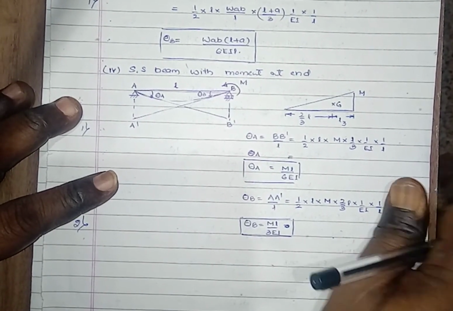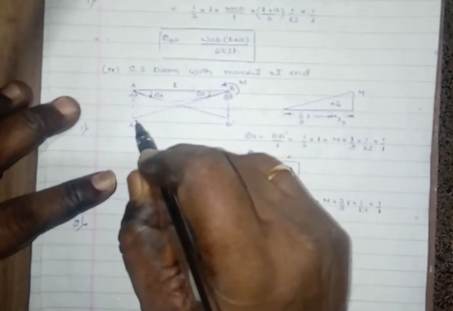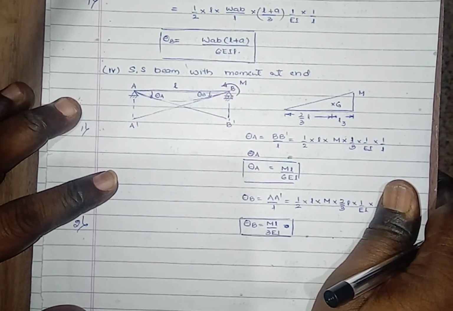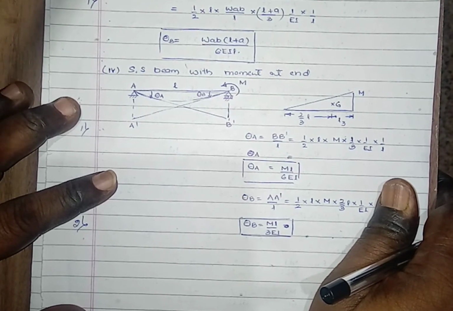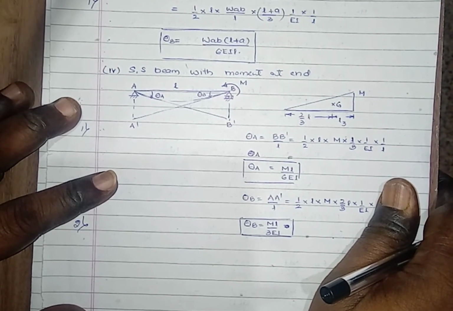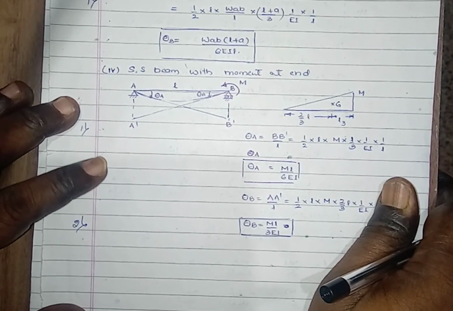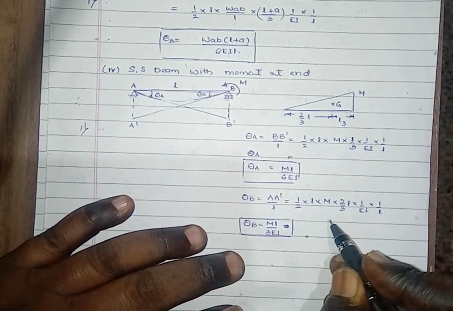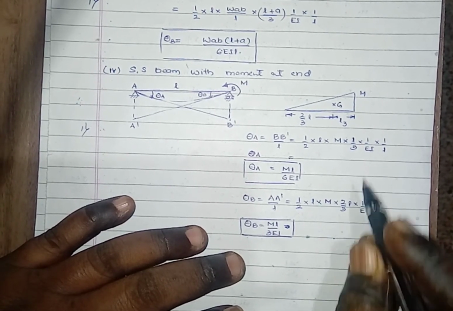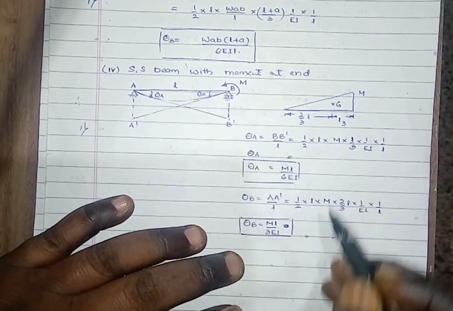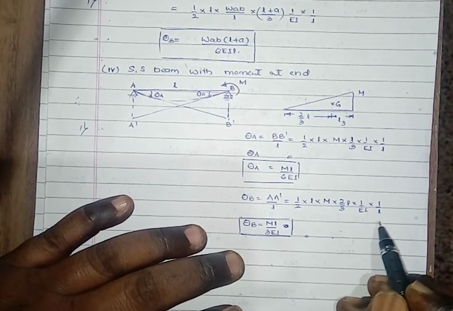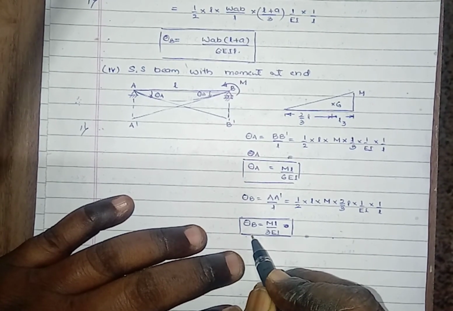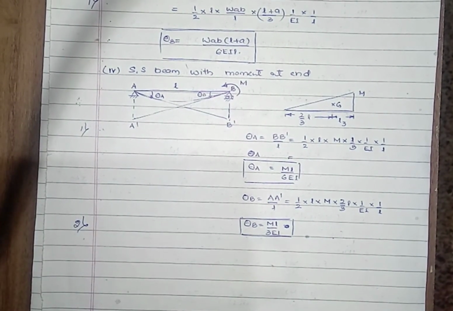Similarly, theta B, here draw the tangent from B. Here AA dash is the tangential deflection at A due to tangent from B, that we can use to calculate theta B. Theta B equals AA dash by L, that one equals half of the span into ordinate M, half into L into M. The centroidal distance is 2L by 3 from A into 1 over EI, that is AA dash divided by L. Hence theta B equals ML by 3 EI.